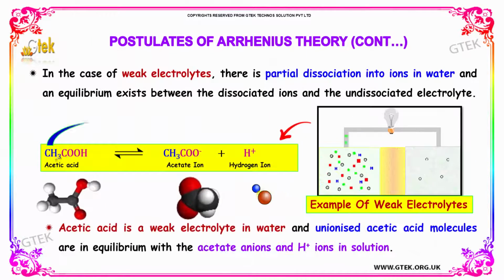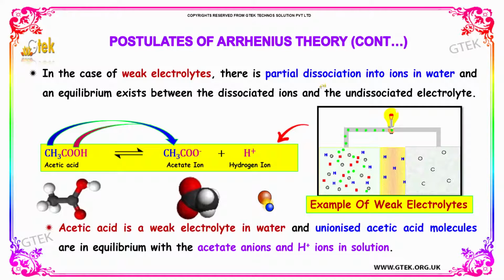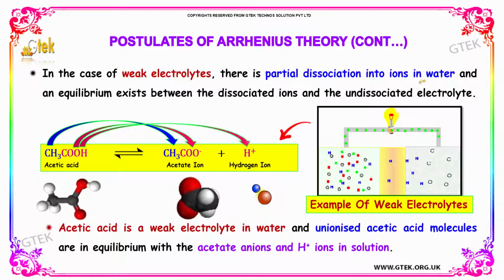In the case of weak electrolytes, there is a partial dissociation into ions in water, and an equilibrium exists between the dissociated ions and the undissociated electrolyte. Acetic acid is a weak electrolyte in water, and unionized acetic acid molecules are in equilibrium with the acetate ion and H+ ions in solution.